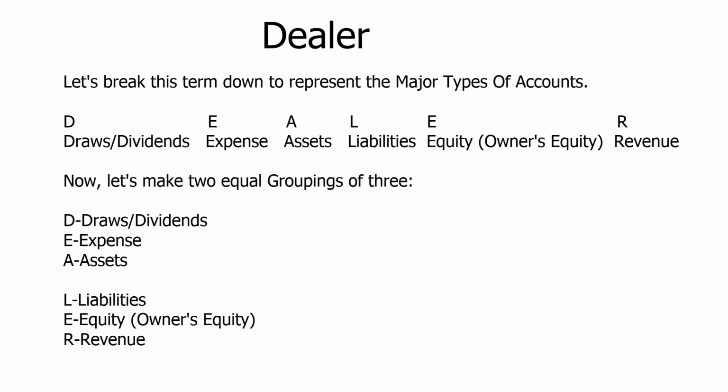D, E, A, L, E, R. Draws/dividends. Expense. Assets. Liabilities. Equity, owner's equity. Revenue. Now, let's make two equal groupings of three. D, draws/dividends. E, expense. A, assets. L, liabilities. E, equity, owner's equity. R, revenue.